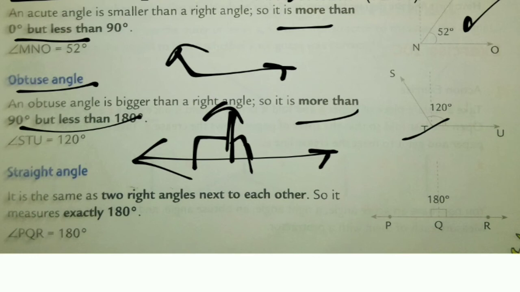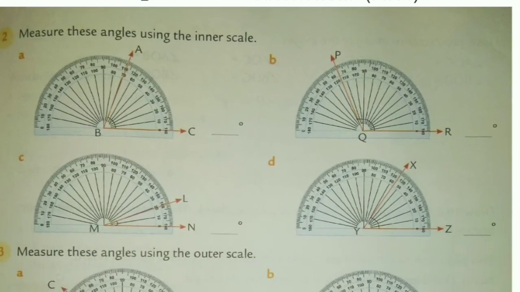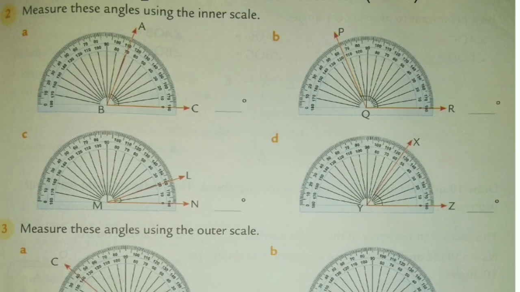Got it? Then exercise 10C. Question number 1. Again it is the action exercise. You don't have to do. From question number 2 we will start. See, question number 2. Measure these angles using the inner scale. So you have to use the inner scale. See, it is showing inner scale 0, 10, 20, 30, 40, 50, 60, 70. This we can write here 70 degree.